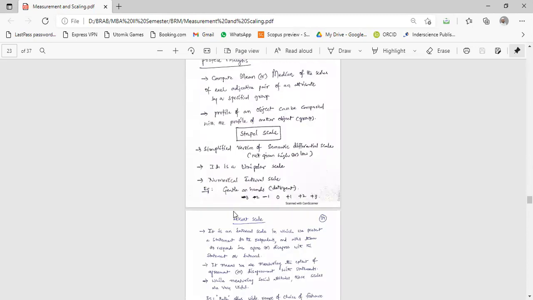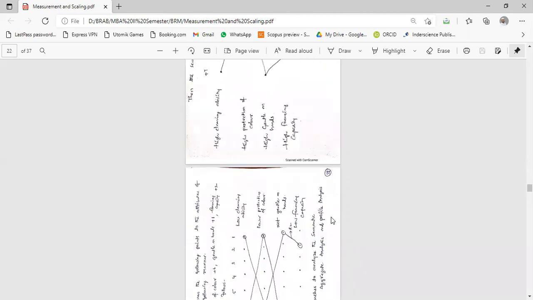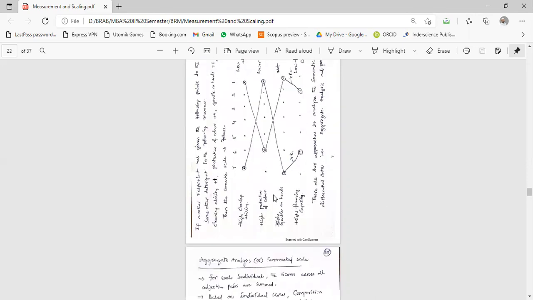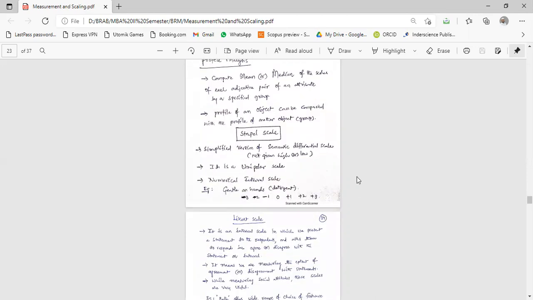Then next is the Stapel scale. It is a simplified version of the semantic differential scale. Here we won't give any high parameters or low parameters. It is simply a simplified version. It is a unipolar scale. Here there is no bipolar. Bipolar means one pole is here, another pole is there. Pole doesn't mean that physically you find that; it means there is some extreme end like that. So there is no bipolar here. It is a unipolar scale.